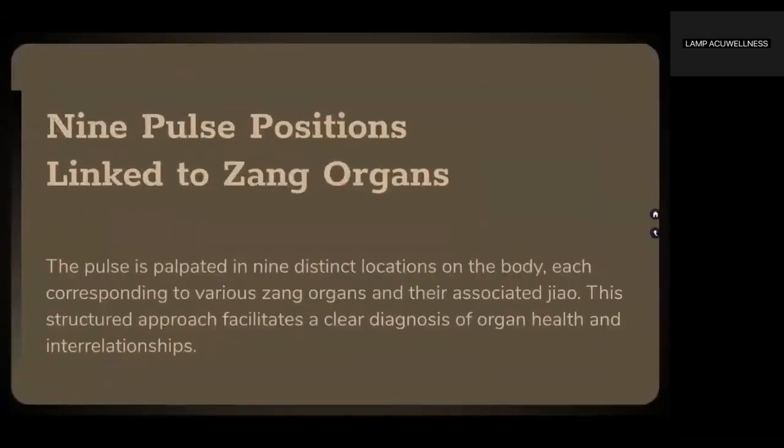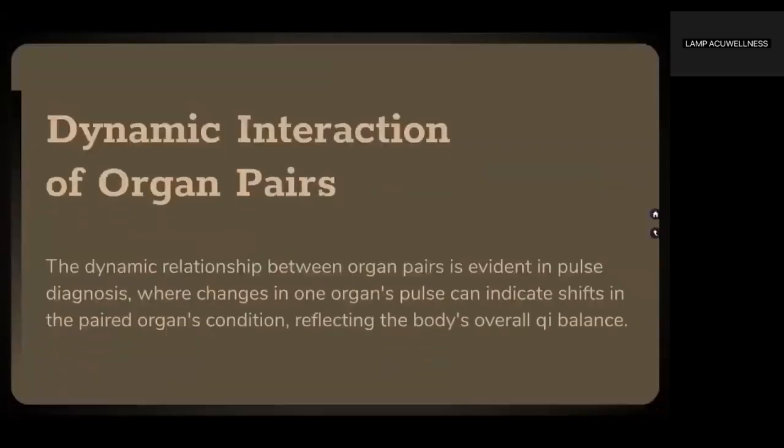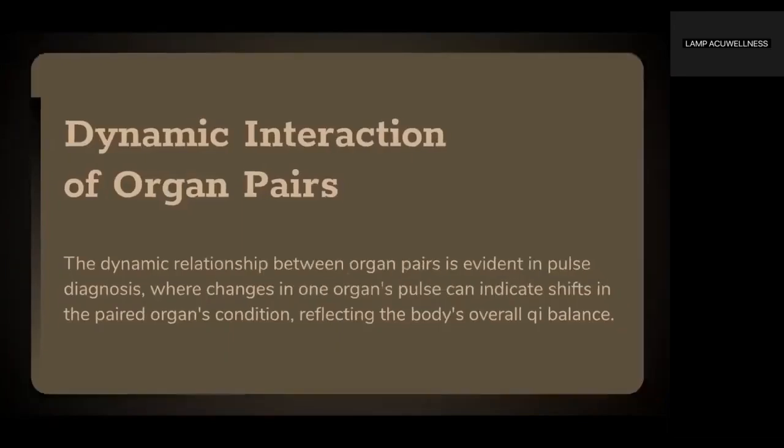The pulse is palpated in 9 distinct locations on the body, each corresponding to various Zhang organs and their associated qiao. This structured approach facilitates a clear diagnosis of organ health and interrelationships. The pulse's three-dimensional structure includes 3 horizontal positions and 3 vertical depths, allowing for a comprehensive understanding of organ function. The dynamic relationship between organ pairs is evident in pulse diagnosis, where changes in one organ's pulse can indicate shifts in the paired organ's condition, reflecting the body's overall qi balance.